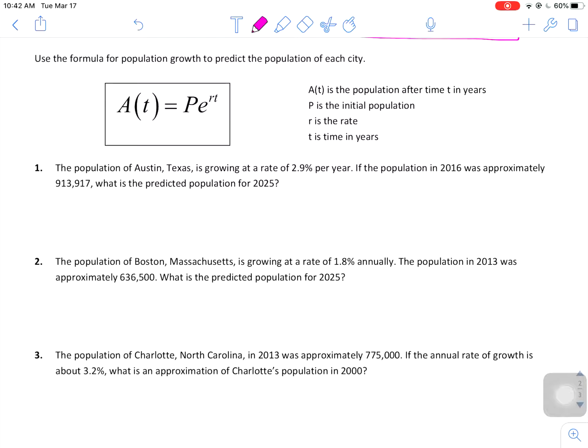Lesson 2 Extra Practice, Video 2. Use the formula for population growth to predict the population of each city. So we're going to use our continuous growth formula, which is PERT.